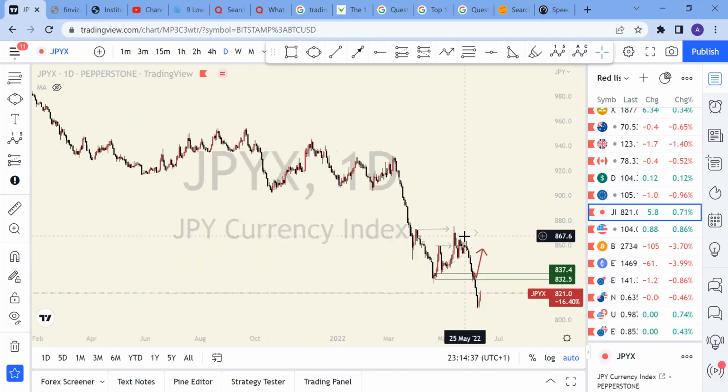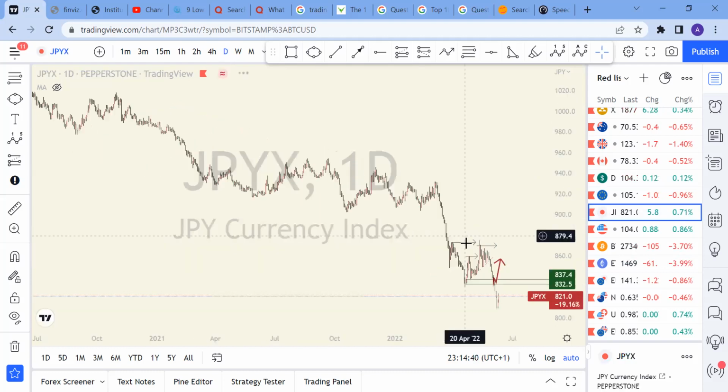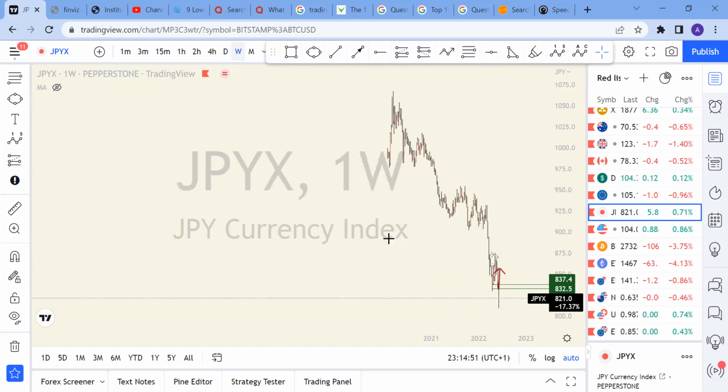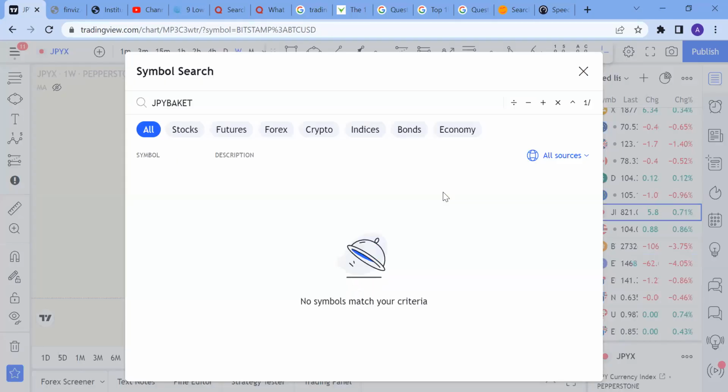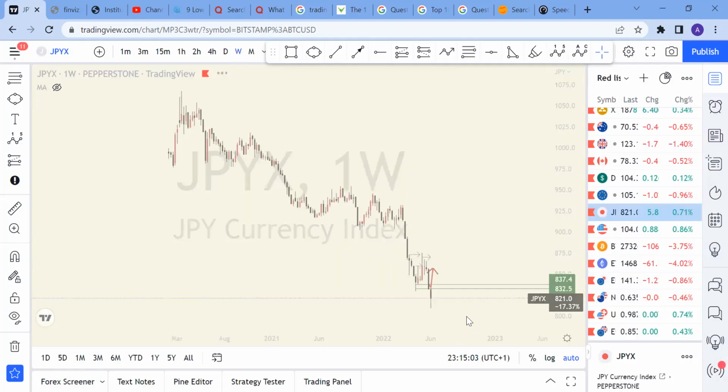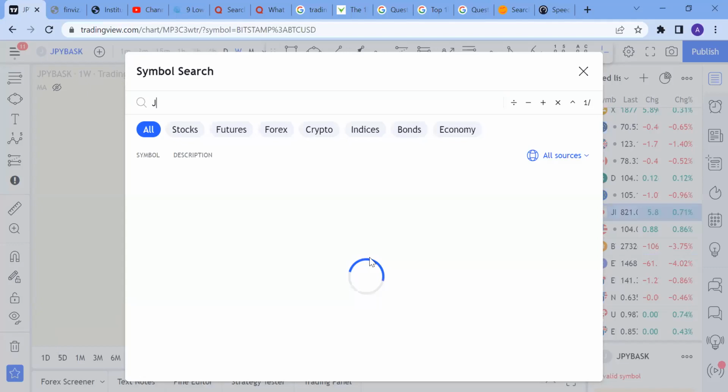This is the JPY index. So far, the JPY index has played some really expensive games. We've seen that continued drop lower and lower and lower. But I've taken a look at it from the weekly time frame, and I think let me use the other one. Oh no, sorry.